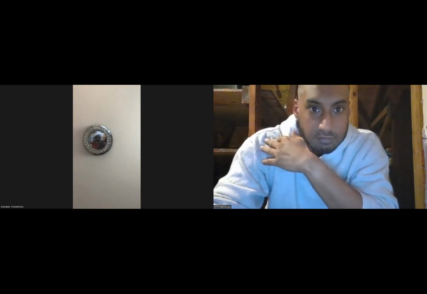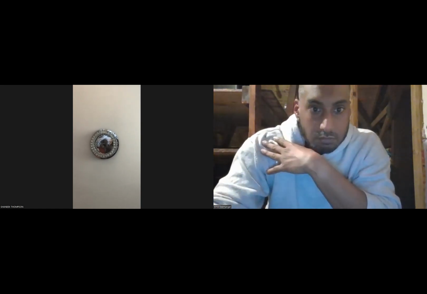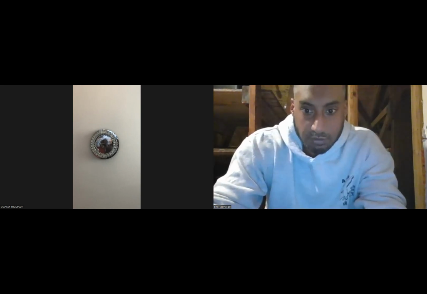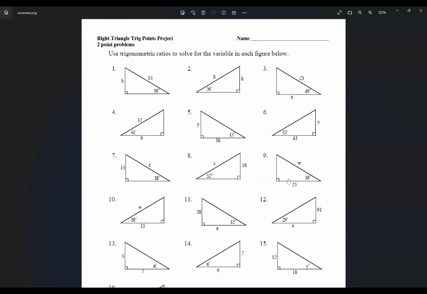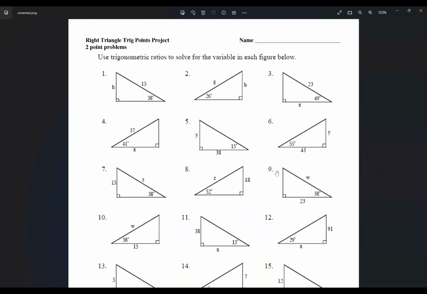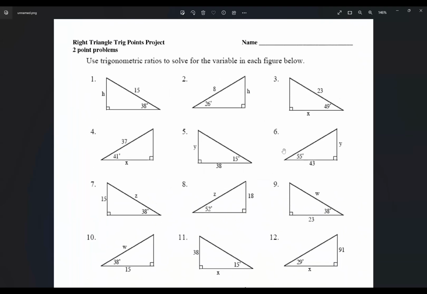All right, so something like this. All right, let me share this screen right here. Okay, can you see this worksheet right here, this handout? These are ones like the ones that are on the bottom of that worksheet we just did. All right, so say for number 5, how do we solve for y? Use this angle right here, the 15.